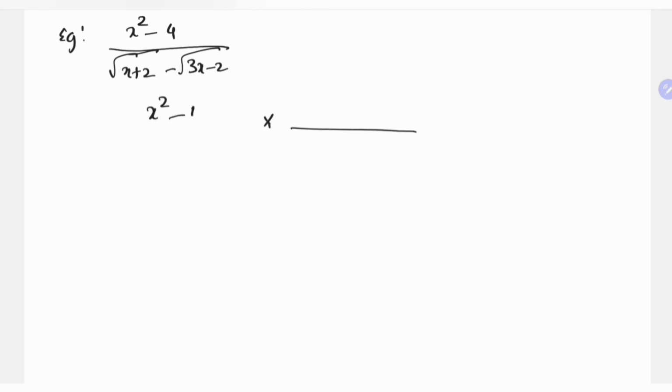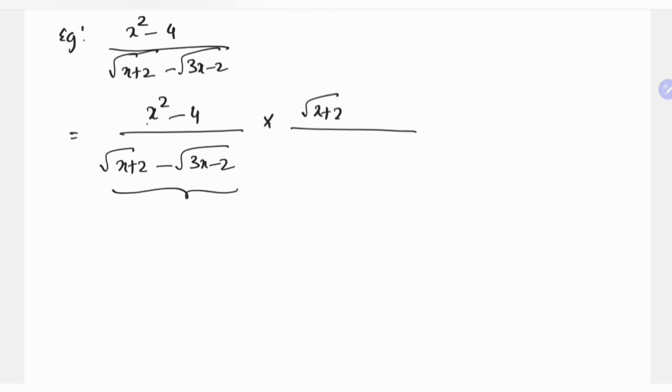Let's take another example. Say we have x square minus 4 by root x plus 2 minus root 3x minus 2. How do we rationalize here? We'll have to first multiply and divide. Right? Let's write the original expression as is. Let's copy it here. Now we'll have to multiply and divide by an expression. What should it be? Should it be this one or this one? It should be the one that has the square root. So this one.